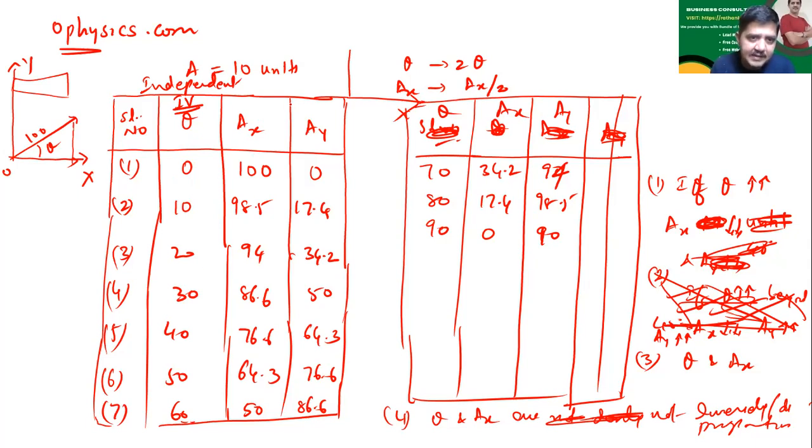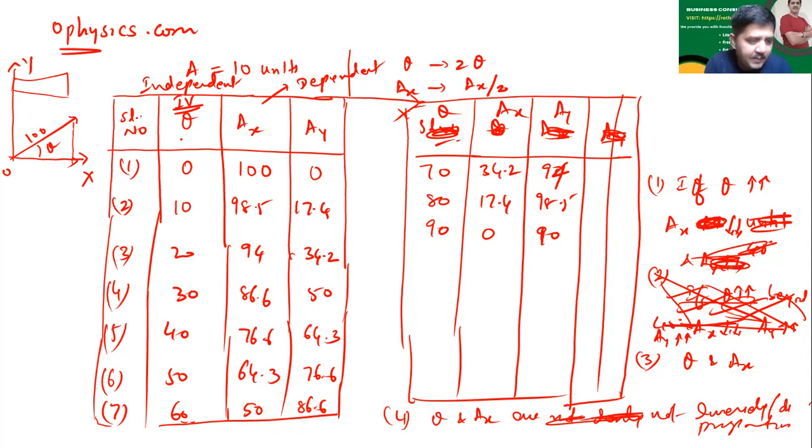This value of AX is called the dependent variable. Why dependent? Because the value of AX depends on the value of theta. As the value of theta increases, the value of AX keeps on decreasing. Can you find out how many dependent variables are there? There are 2 dependent variables here, AX and AY, and 1 independent variable.